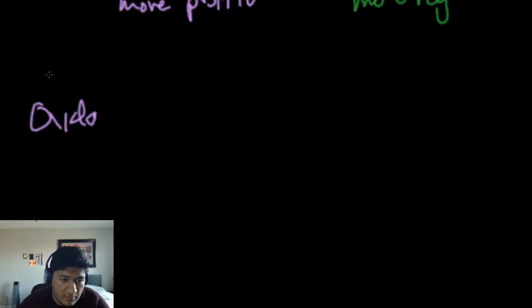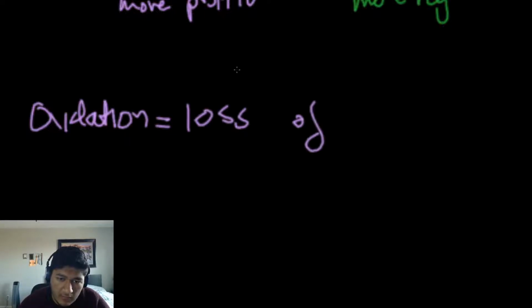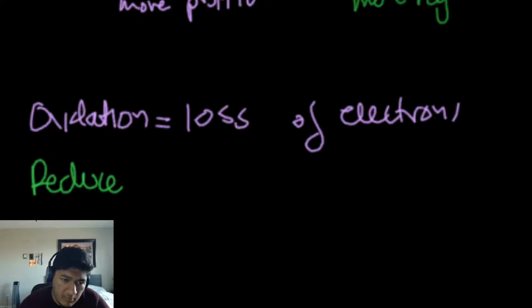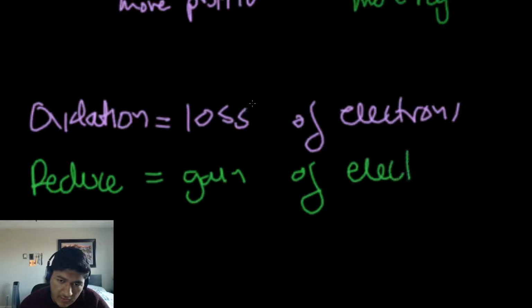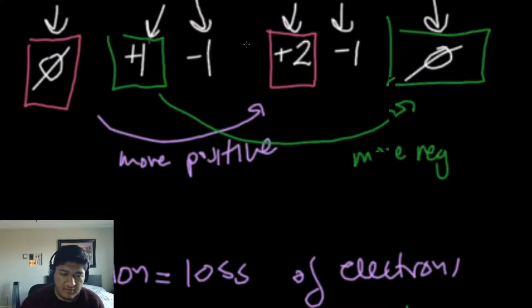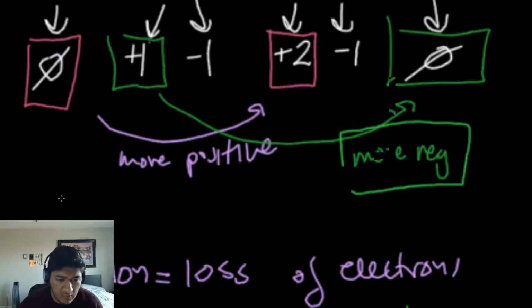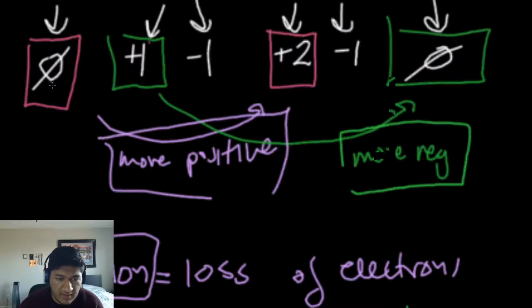Oxidation is equal to the loss of electrons. On the other hand, reduction is equal to the gain of electrons. Right? So, see how I color coded it? This means that the thing that's becoming more negative is being reduced, while the thing that's becoming more positive is being oxidized.